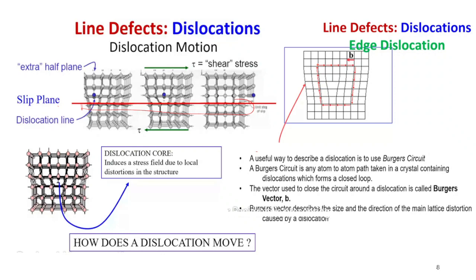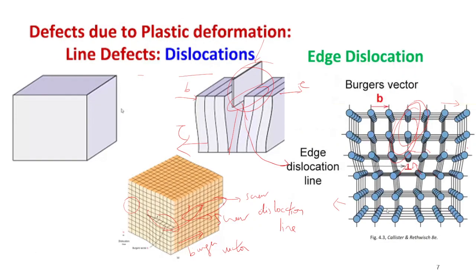In screw dislocation, where was the line in the 3D structure? The screw dislocation line? No, here, it's actually this line.